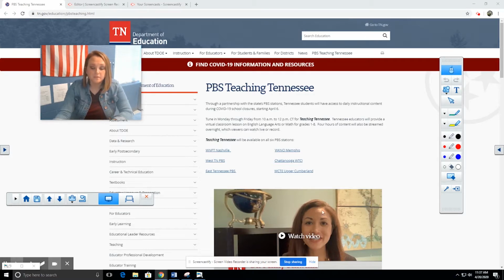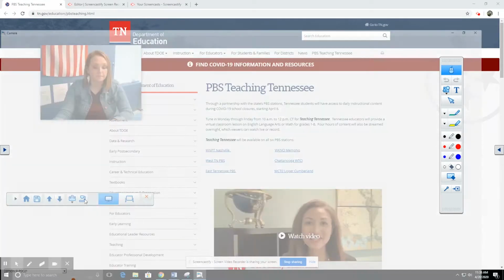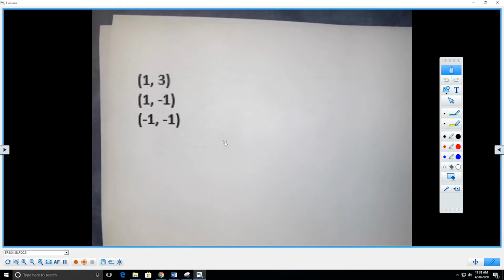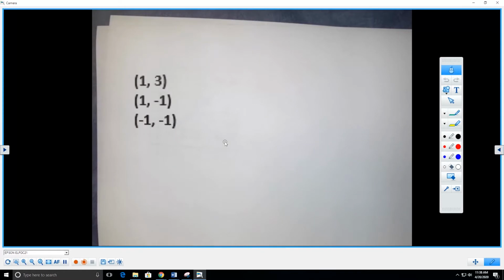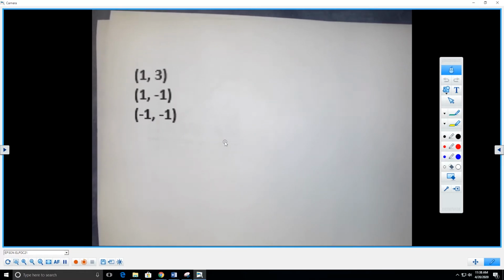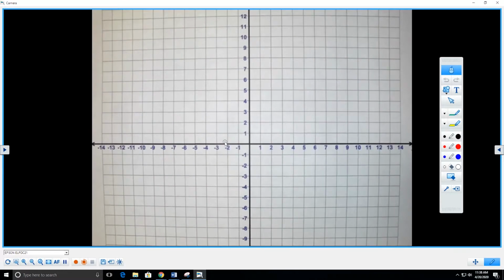Let's start with these 3 points or ordered pairs. We have (1, 3), (1, -1), and (-1, 1). Now let's create a coordinate plane on our paper. If you have graph paper, this will be a little bit easier, but you can use regular paper too. We're going to plot the points. Let's look back at our 3 points. We had (1, 3), (1, -1), and (-1, -1).